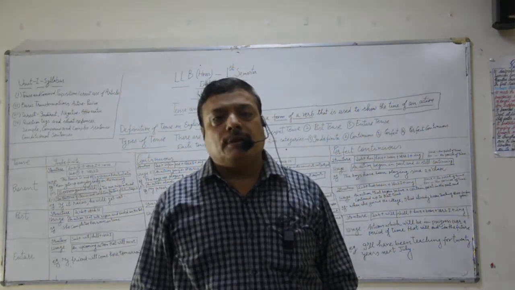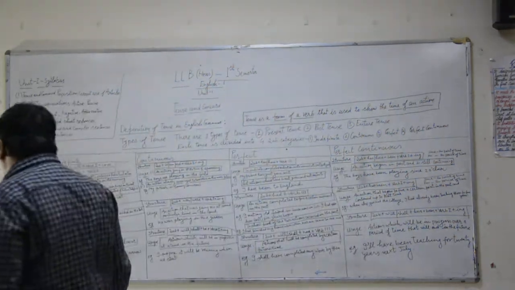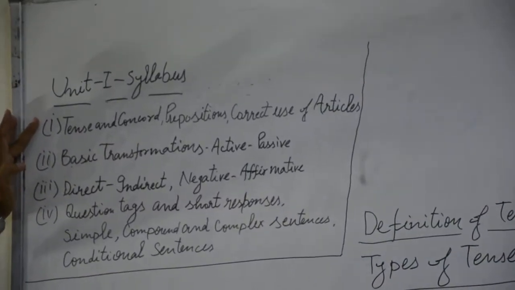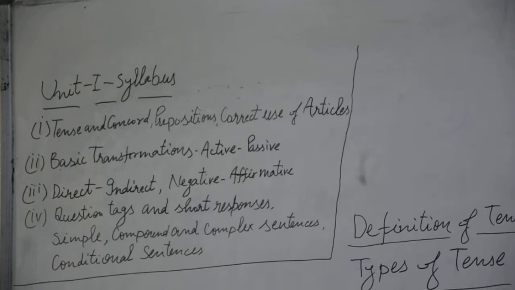I think before starting this topic, we should be familiar with the syllabus. The syllabus of the first unit is tense and Concord, prepositions, correct use of articles. Second topic, basic transformations, active passive. Third topic, direct and indirect, negative and affirmative. Fourth topic, question tags and short responses, simple, compound and complex sentences, conditional sentences.